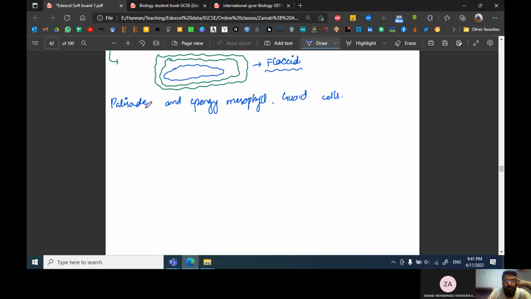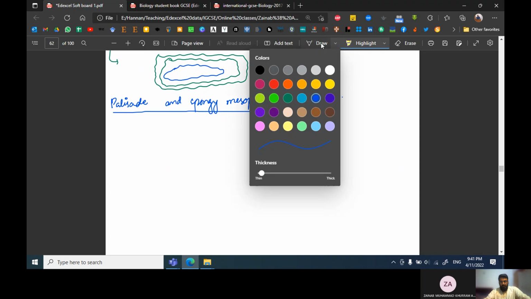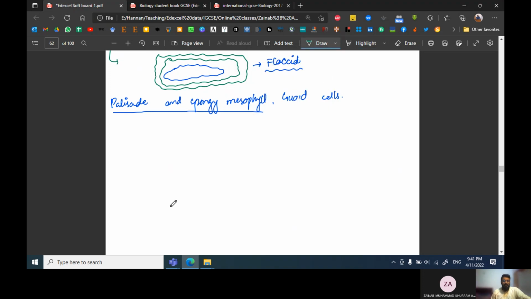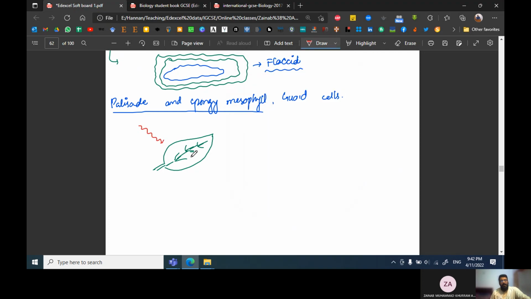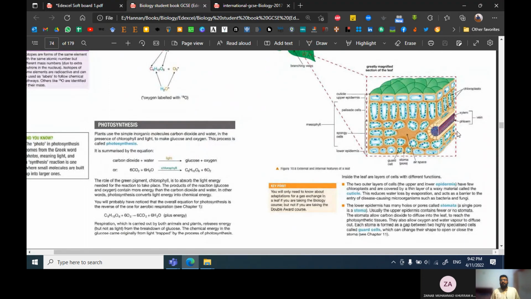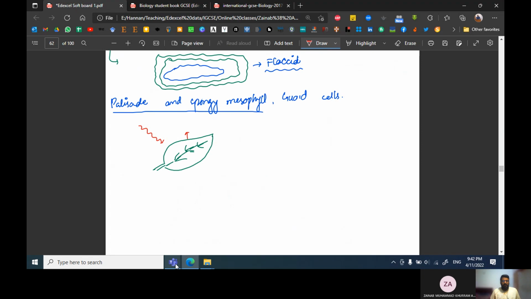So let's move forward. Palisade and spongy mesophyll, these are the two primary cells which contain chlorophyll. And if you refer to the structure of the leaf, you would certainly say that the layer that is present on the upper side is directly facing the light. And just below the upper epidermis, you will come to know that we have the palisade mesophyll.